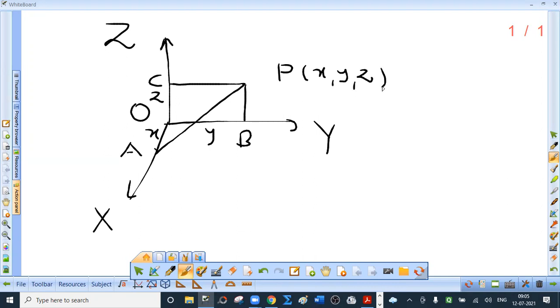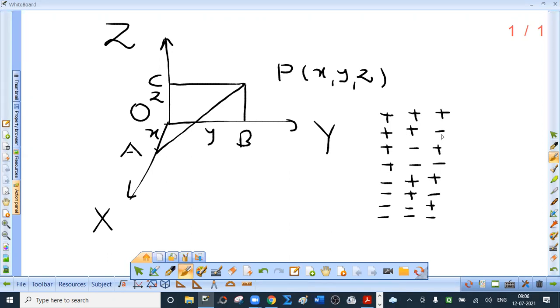As I said, there are 8 octants. So how many combinations of signs? Plus, minus, plus: 8 combinations can be remembered easily. See, plus, plus, plus; plus, plus, minus; plus, minus, plus; and so on, finally minus, minus, minus. So all are positive, x and y positive, z negative, up to all are negative. So these are the 8 different possibilities.